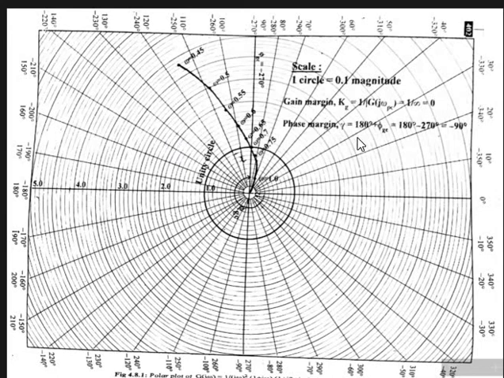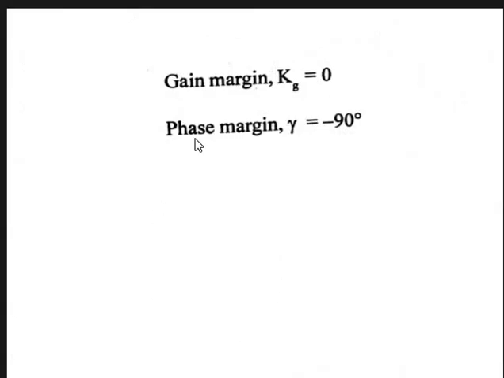Therefore, phase margin gamma is equal to 180 degrees plus phi gc, that is 180 degrees minus 270 degrees, which equals minus 90 degrees. Therefore, gain margin Kg is equal to 0 and phase margin gamma is equal to minus 90 degrees. So this is the calculation for drawing the polar plots for different problems.